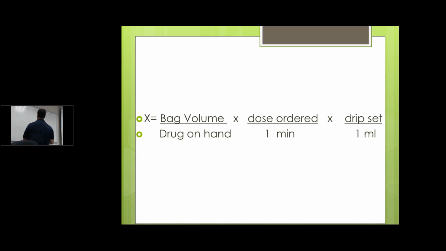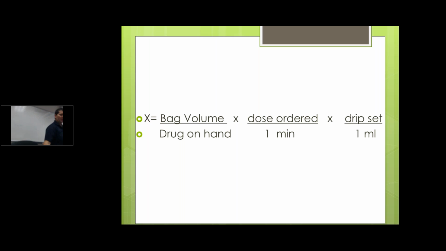Okay, so again, I'm going to write these down. This would be bag volume over drug on hand. And then we have the dose ordered, whether it's ordered by the doctor, protocol, or whatever, over time. And then we have your drip sets, which is in drops per mil. Okay, so that's the formula we're going to do, and we're going to just do questions now.